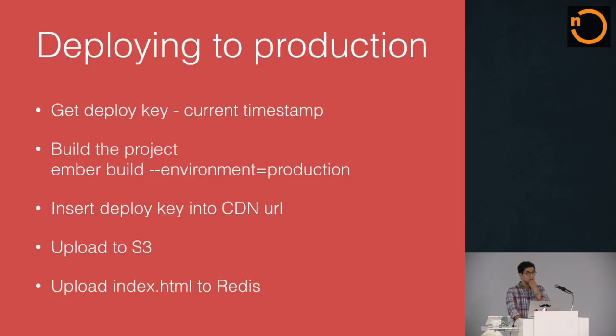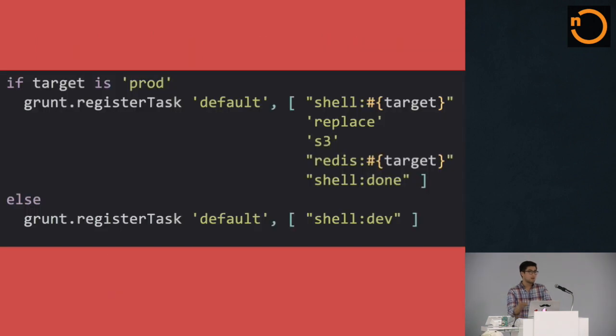And this one command does a few things here. It first generates a deploy key. Again, I'm using the current timestamp right now. And then it builds the project. Basically Broccoli takes care of prepending my CDN URL and stuff like that. And then I insert a deploy key into the CDN URL, upload to S3, and then I upload index.html to Redis. Sorry, this is CoffeeScript, in case you don't use that.